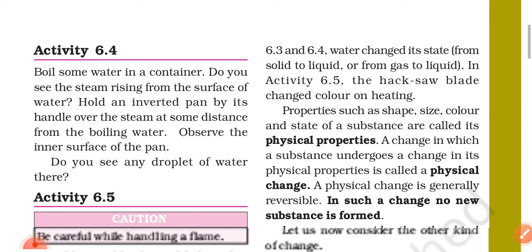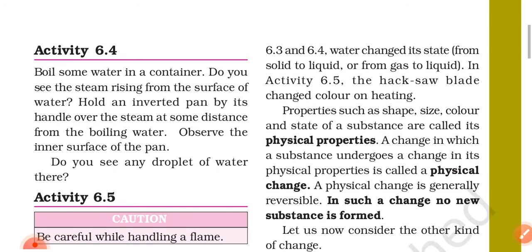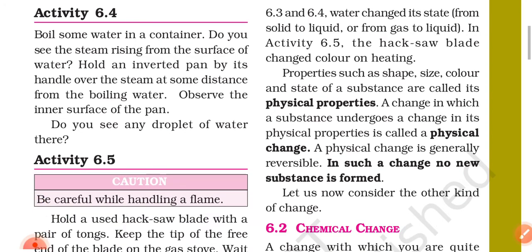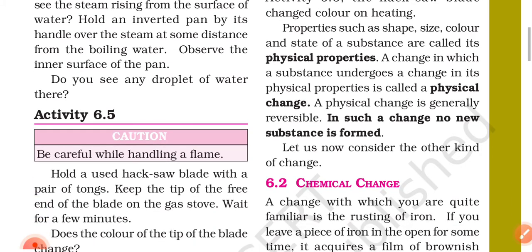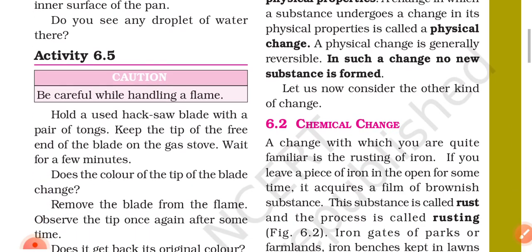Activity 6.4. Boil some water in a container. Do you see the steam rising from the surface of the water? Hold an inverted pan by its handle over the steam at some distance from the boiling water. Observe the inner surface of the pan. Do you see any droplets of water there?